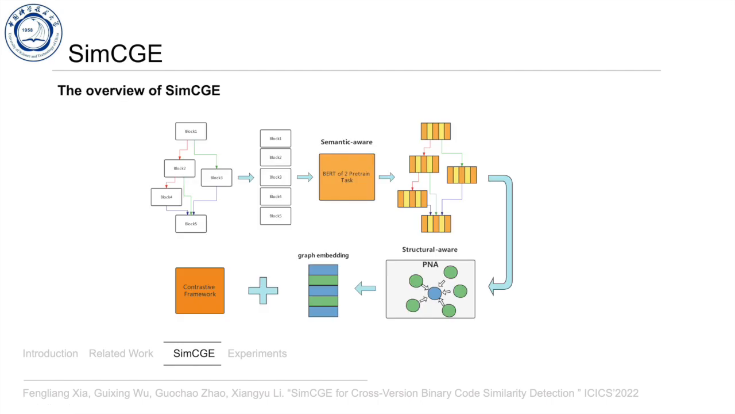The input data for our model is the CFG of the binary code decomposed by IDA Pro. The overall architecture is shown in the figure. In the semantic extraction part, we use a BERT model with two pre-training tasks to extract the features of the basic blocks. In the structure extraction part, we use a PNA with multiple aggregators to extract the features and the structure embedding of the graph. For the training architecture, we follow the contrastive framework and use an embedded negative cross-entropy objective.